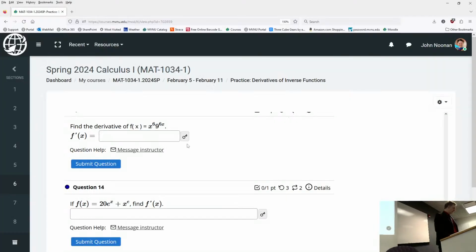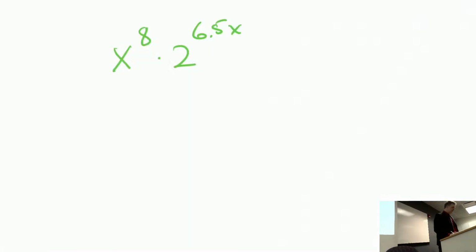But go ahead, Allie. Mine's x to the 8 and then 2 to the 6.5x. 6.5? Are you sure it's 6.5? Mine isn't that bad. Well, I don't know, maybe it is. Mine's x to the 6th and then 9 to the 6x. Does anyone else have a decimal? I have 5.5. Oh, lots of decimals. I wonder why. Mine isn't a decimal.